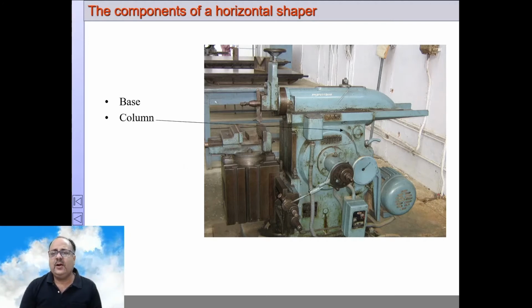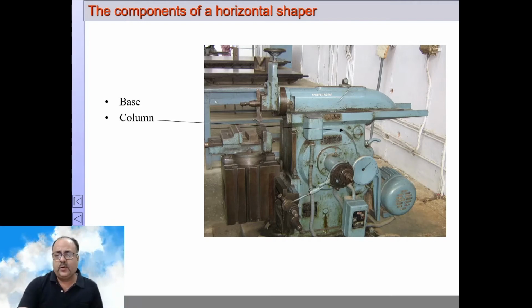Column is basically a hollow casting, and the mechanism that is required to drive the ram and the mechanism that is required to feed the work table are housed inside the column. The front face of the column is accurately machined so that the cross slide can move up and down, and the top face of the column is also machined accurately so that the ram can reciprocate.